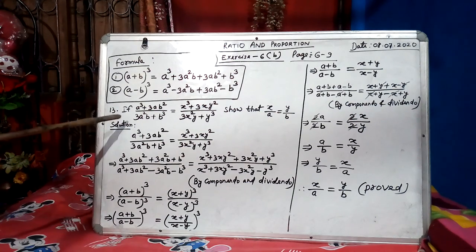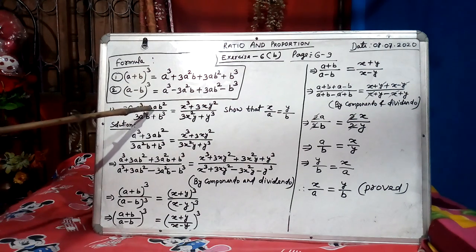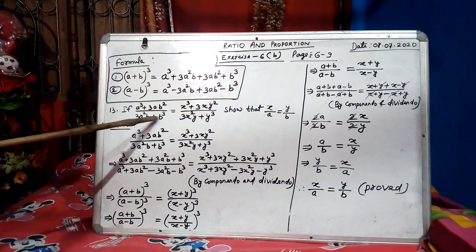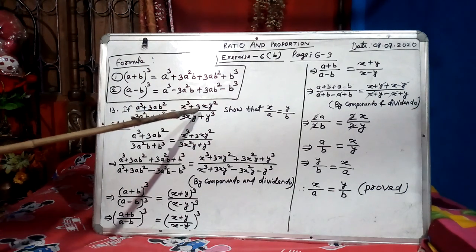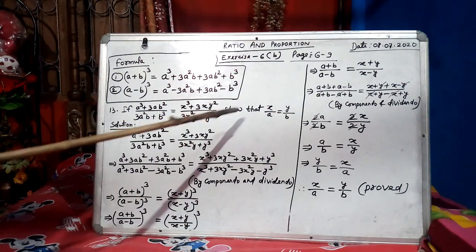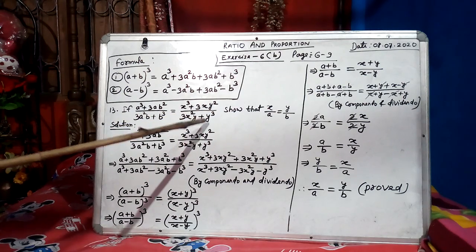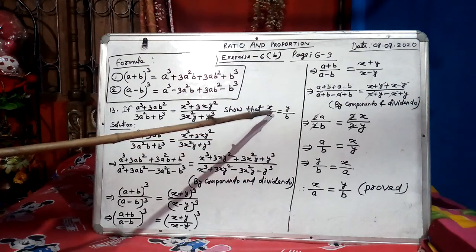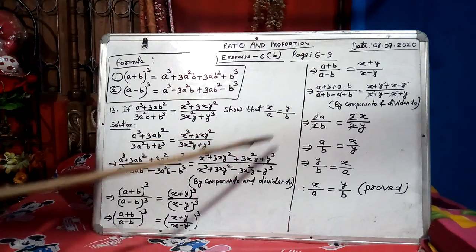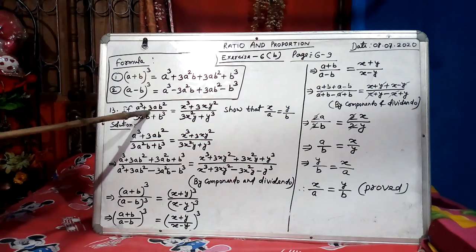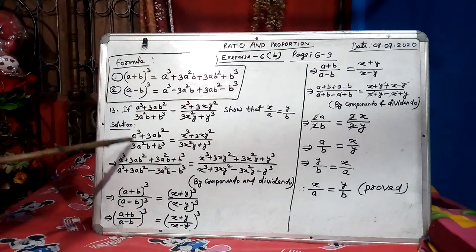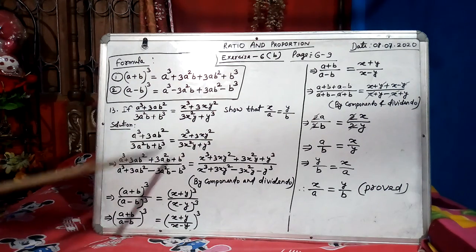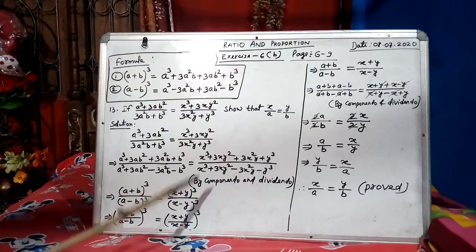Now question number 13 says, if (a cube plus 3ab square) divided by (3a square b plus b cube) equals (x cube plus 3xy square) divided by (3x square y plus y cube), then show that x by a equals y by b. That means we have to prove that x by a equals y by b. So we write the given part in the solution. We start the solution here and write the given part, the same thing here, and then apply componendo and dividendo.